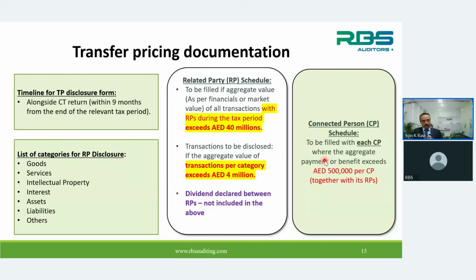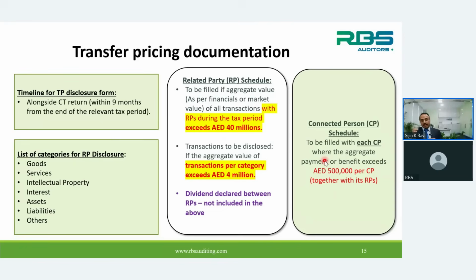In the case of a related party, if the transaction with the related party exceeds 40 million, then automatically this will be triggered. Any transaction is to be disclosed if the aggregate value per category exceeds 40 million, or a single transaction is 4 million or above. For example, if you give a related party a loan and per category it exceeds 4 million, you have to disclose it. Dividends declared between related parties are not included in the above. So other than dividends, for any transaction between related companies, either the aggregate is 40 million during the year, or a single transaction is 4 million and above, you have to report.